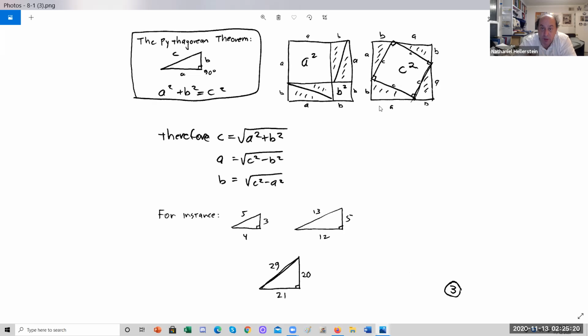So the areas are all the same. Because if you did a bit of geometry, it will prove to you that these are right angles. So this is a square and its side is C. So this area is C squared.